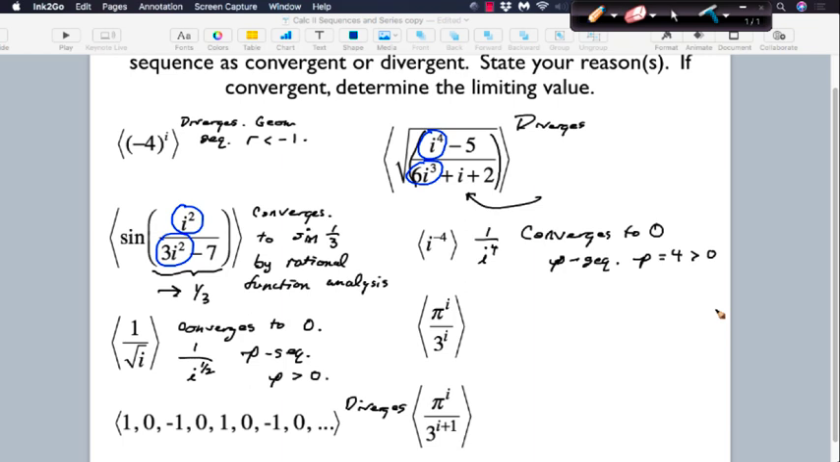Okay, next one. Pi to the I over 3 to the I. Ashlyn, did you get this one? No, because that's not going to help. These are exponential functions. When you do the derivative of exponential functions, you just keep getting exponential functions. So L'Hopital's rule won't work. We need something else here.